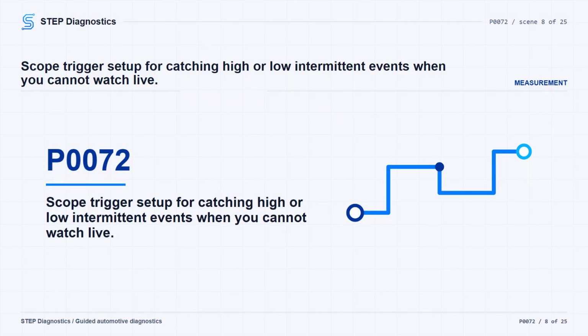If you are using a scope, back probe the temperature sensor signal circuit and watch the voltage during the wiggle test. If you cannot watch the scope live, set a trigger to catch the event: voltage above 4.9 volts for an intermittent circuit high fault or below 0.1 volts for a circuit low fault.